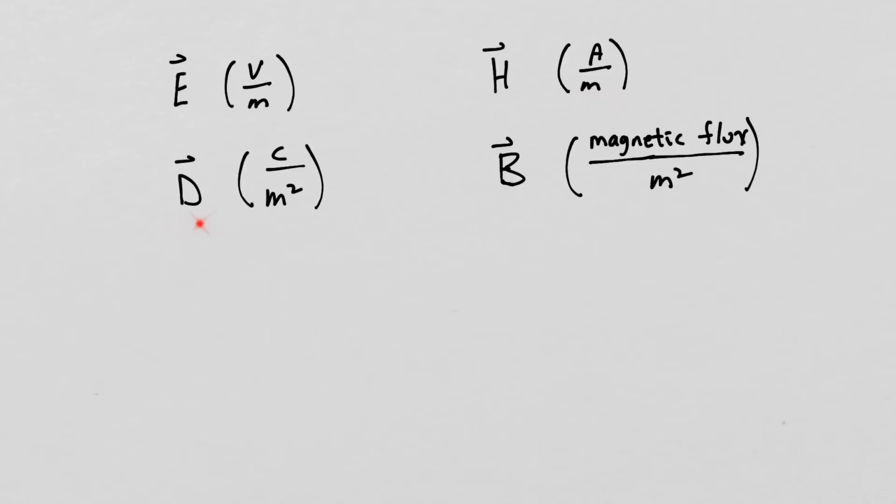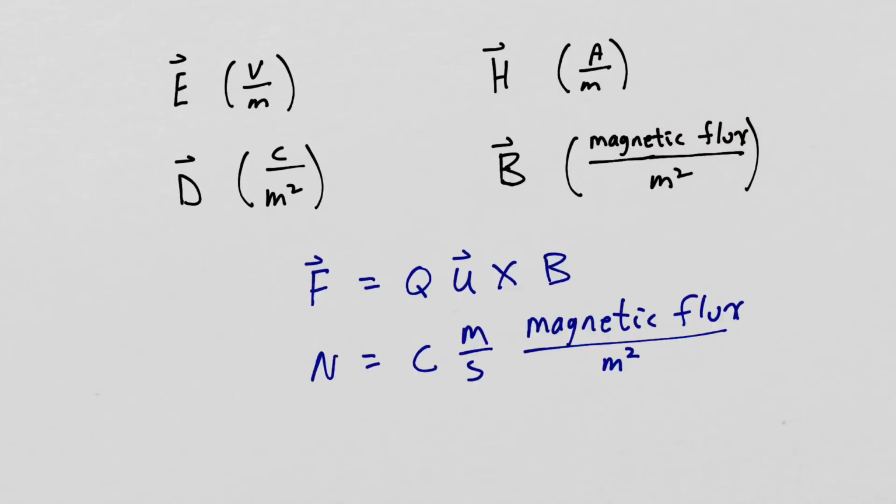Our electric flux density field was in terms of electric flux per meter squared, and electric flux had units of coulombs. So similarly, the magnetic flux density field is going to be units of magnetic flux per meter squared. Let's determine the units of magnetic flux. Looking at our force equation, we see that newtons will equal coulombs times meters per second times magnetic flux per meter squared.